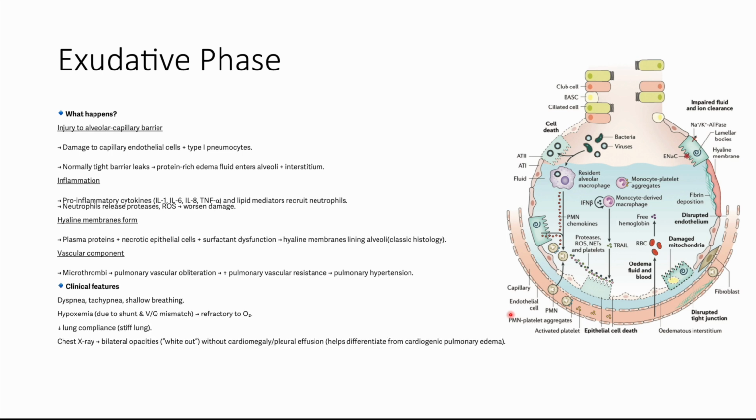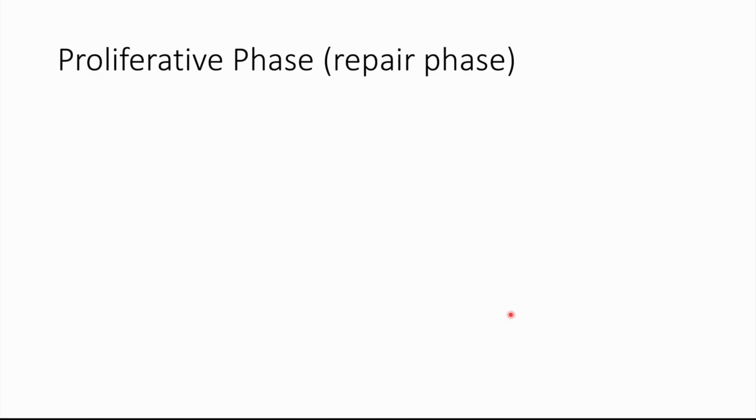The clinical features include dyspnea, tachypnea, shallow breathing, hypoxemia due to perfusion mismatch, and decreased lung compliance. The lung will be stiff. Then the chest X-ray will show bilateral opacities without cardiomegaly or pleural effusion. This phase is very important because we should recognize the patient early and give proper management to prevent progression. And the second phase is the proliferative phase, which is actually the repair phase.